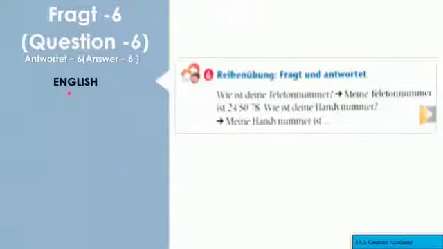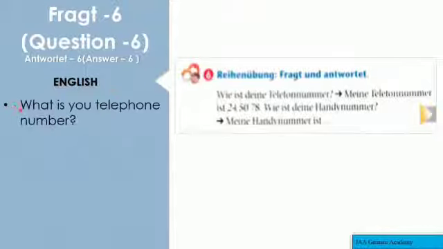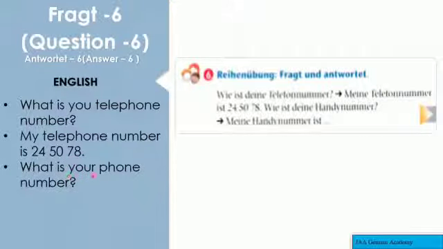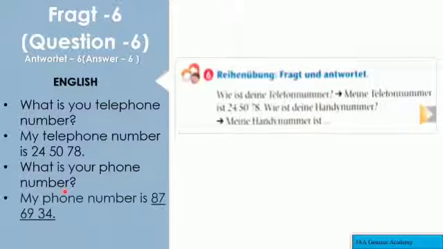So now I'm going to tell you all the answers in English. Answer 6. And the first question is, what is your telephone number? And the answer for this question will be, my telephone number is 245078. Our second question is, what is your phone number? And the answer for this question will be, my phone number is 876934, or whatever your phone number is.